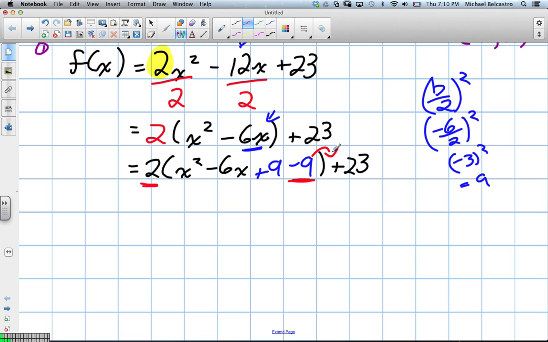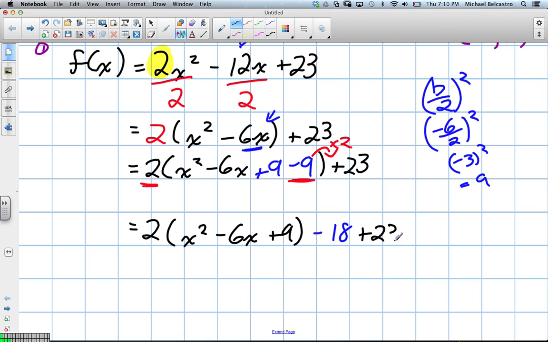When we do that, we have to multiply by that first value there. Is this looking familiar? Okay. So we have 2, then x squared minus 6x plus 9 will still be in the bracket. Now negative 9 times 2 will give us negative 18 plus 23. We'll quickly evaluate what's on the outside there. So we have 2, x squared minus 6x plus 9, plus 5.